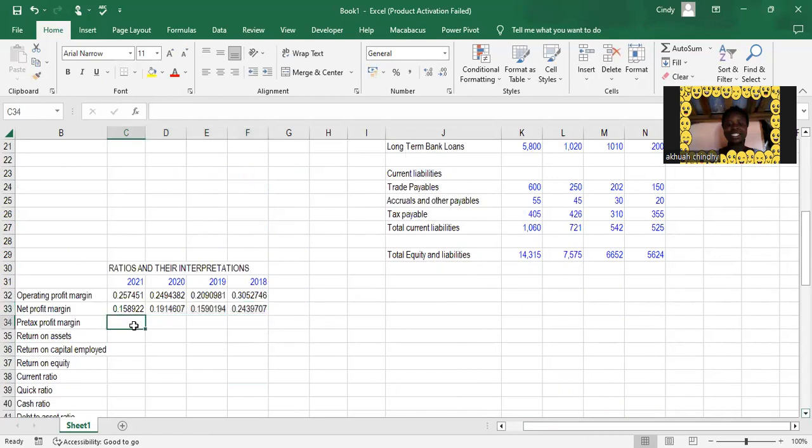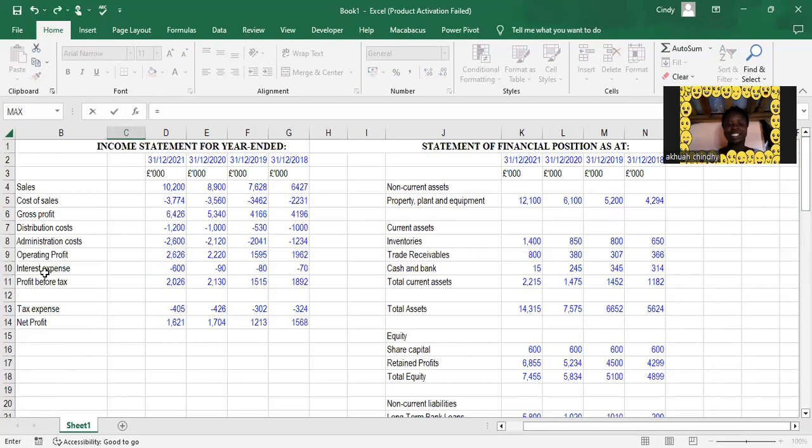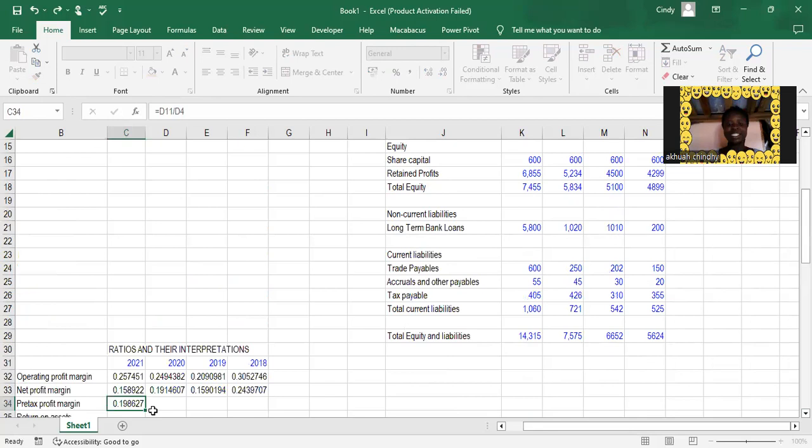Then we move on to the pre-tax profit margin. Since it's margin, it means its denominator is what? It's sales. And then it's pre-tax, so the profits before we deducted our tax. That's what we are talking about. So bring our equal to sign, then we'll move to our income statement. This is our profit before tax, that's pre-tax profit. We'll pick it, then we'll divide it by what? Sales, because we're talking about margin. They will enter, and using Excel's feature, let's move it across, and then it calculates for us.